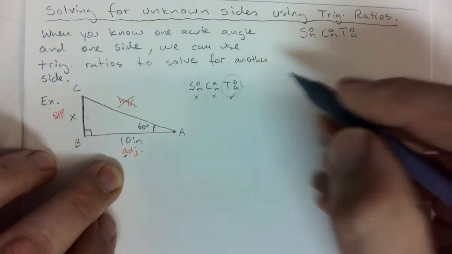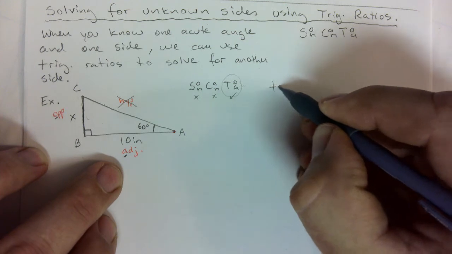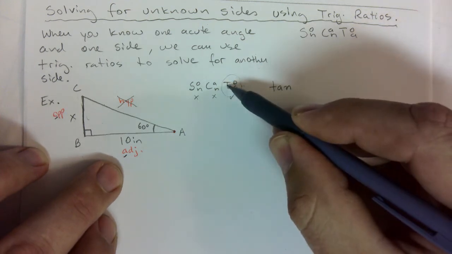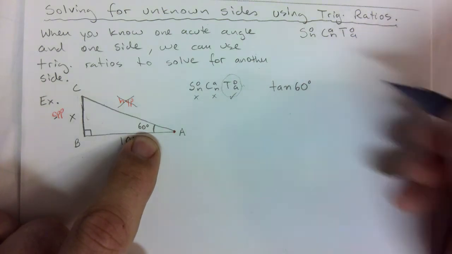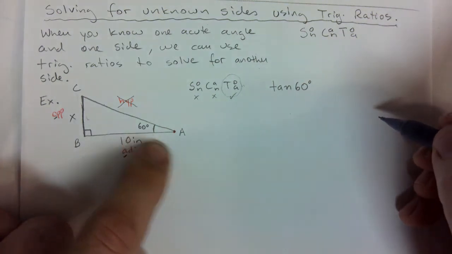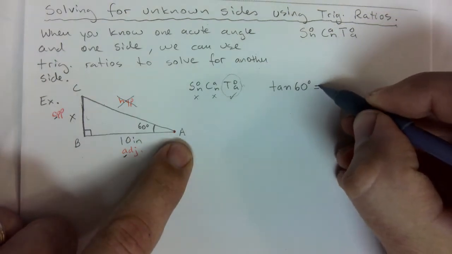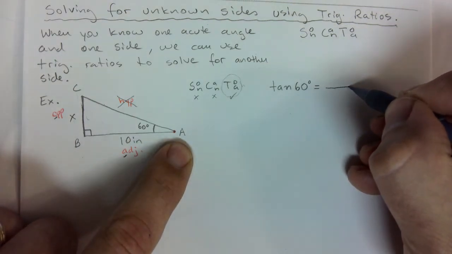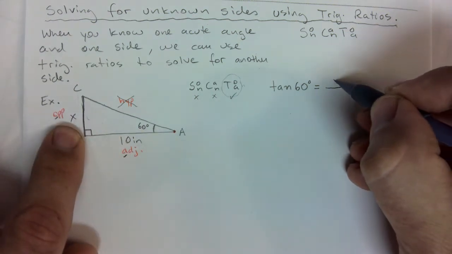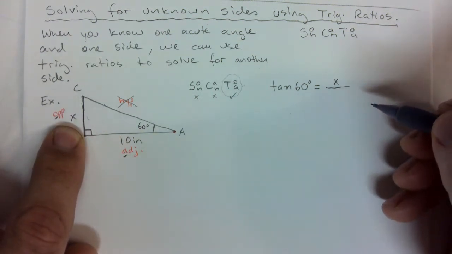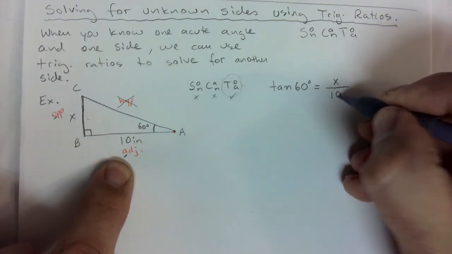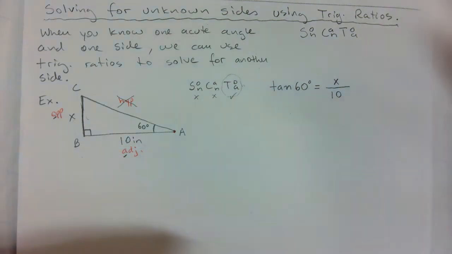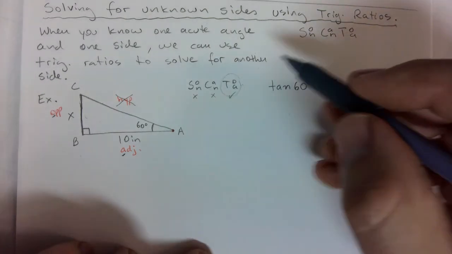SOHCAHTOA, right? So we're gonna go tangent. We have to use tangent, and tangent needs to be glued to an angle, and in this case we know what that angle is. It's 60 degrees. So no letter there, okay? Is equal to opposite, which is x, it's our unknown, right, over 10. You don't need to put the units down because our answer is going to be in inches.